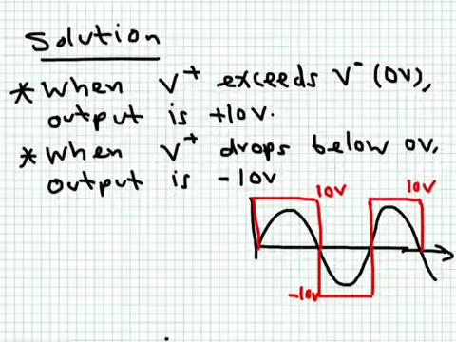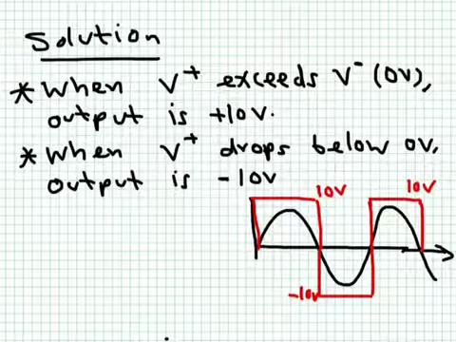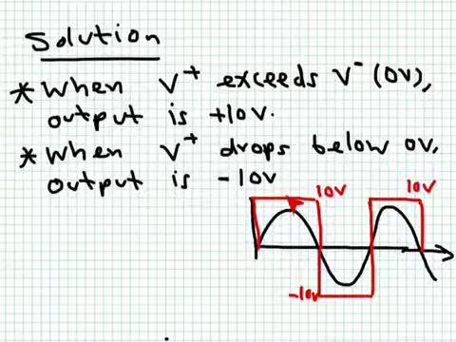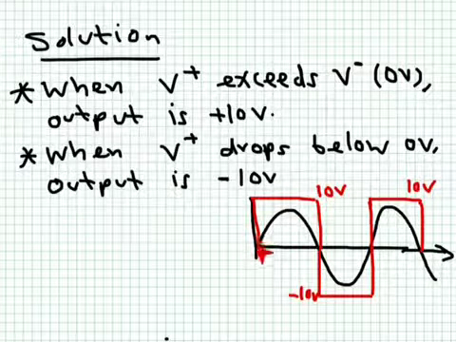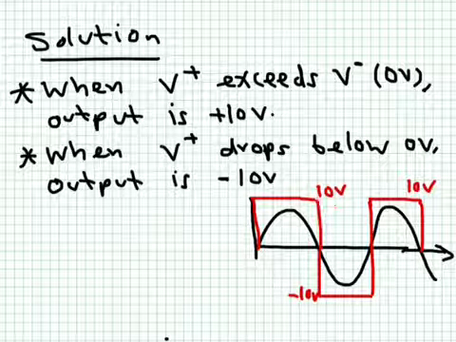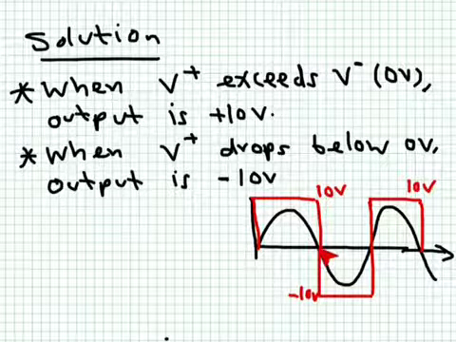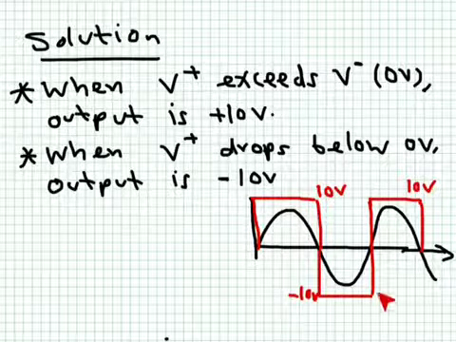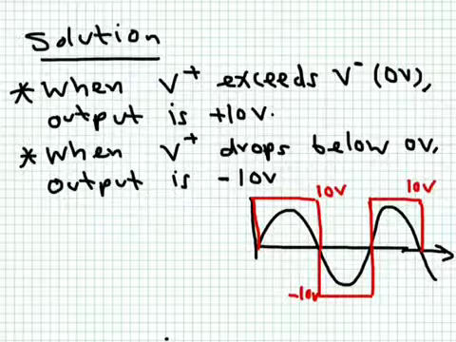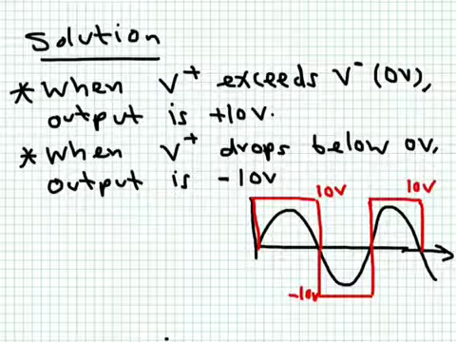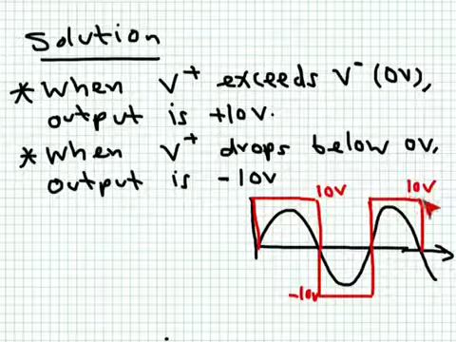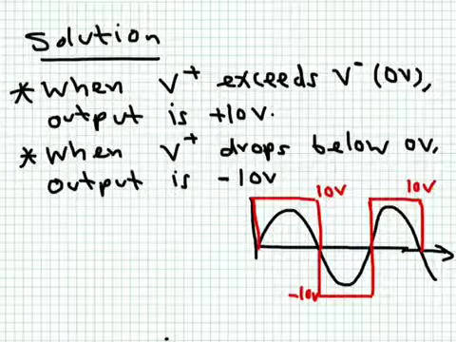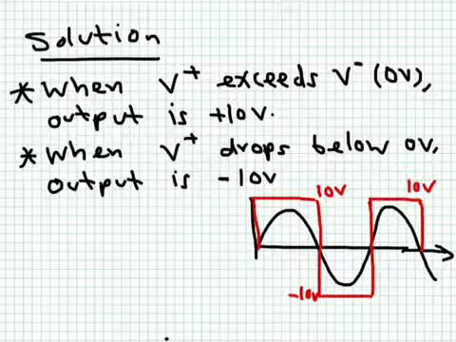So, as I explained in the previous slide, this is what you're going to be getting when V plus is higher in voltage than V minus. The output saturates at the maximum allowed voltage, 10 volts. When V plus drops below V minus, the output saturates at the least allowed output voltage, which is minus 10 volts, and so on. So we use this to create a square wave from a sinusoidal waveform. This is by using the comparator functionality of the op-amp.